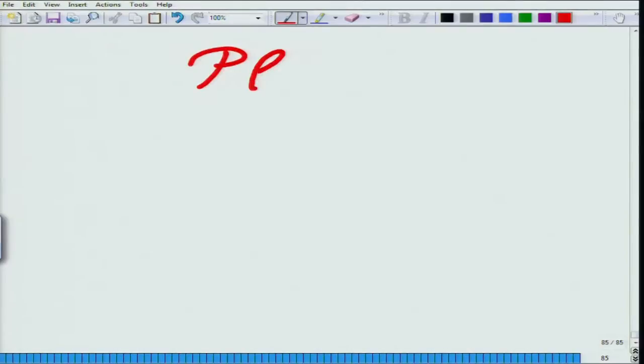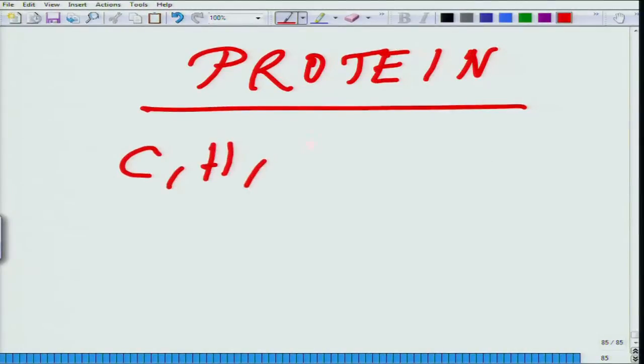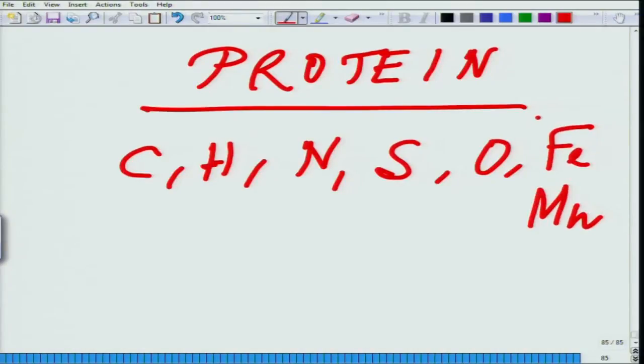What are proteins? In simple language, they are the structural block of our body. Most of the structures, starting from your hair, your nails, your whole body, are nothing but an array of proteins, and these are molecules made up of carbon, hydrogen, nitrogen, sulfur, oxygen, and a few other metals like iron (Fe), manganese, and molybdenum. So, what is the basic unit?